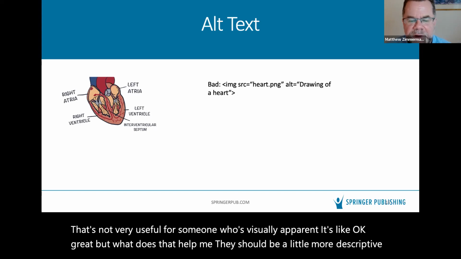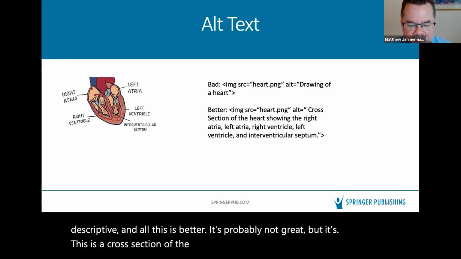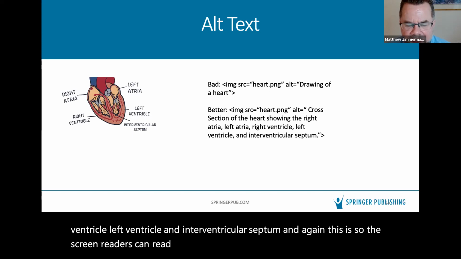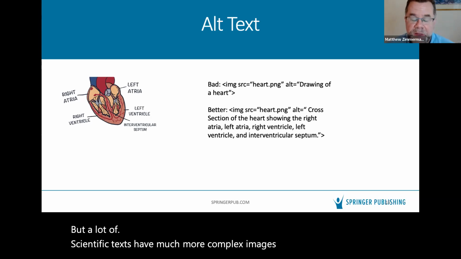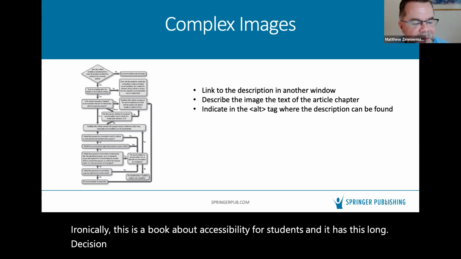Now this is better. It's probably not great, but this is a cross section of a heart showing the right atria, left atria, right ventricle, left ventricle, and interventricular septum. And again, this is so the screen readers can read this. But a lot of scientific texts have much more complex images. So we have one book, ironically a book about accessibility for students, and it has this long decision tree here, which is an image about the things you need to do to accommodate students.